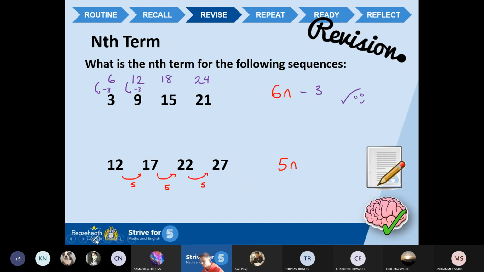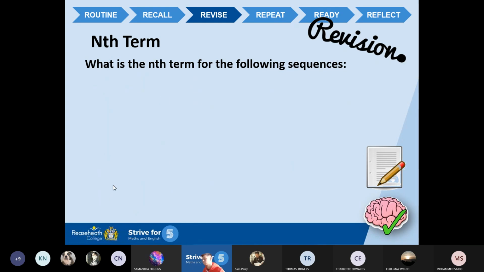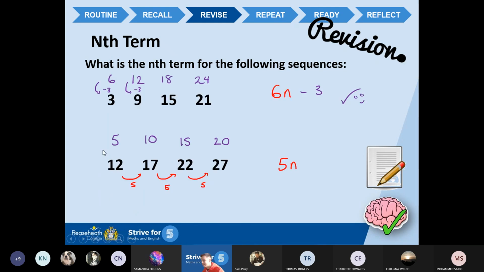Once I've done that, get my purple pen out, do my 5 times table. 5, 10, 15, 20. I ask myself, how do I get from 5 up to 12? Come on, pen. Right, here we go. How do I get from 10 to 17? I add 7. And if it's a rule for 1, a rule for 2, it's going to be a rule for all of them. 5n plus 7. That is how we work with nth term sequences.